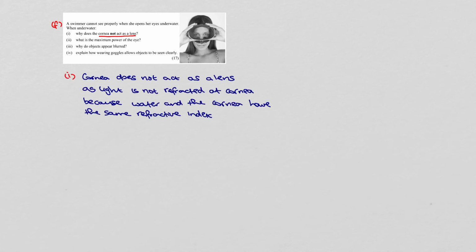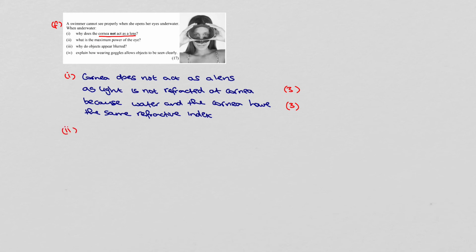Okay, so the last part, F. We have a swimmer who cannot see properly when she opens her eyes underwater. So why does the cornea not act as a lens? As we saw in our diagram, the reason it's not acting as a lens is because the light is not going to be refracted at the cornea, because they have the same refractive index. So you were getting 3 marks for saying light is not refracted, and then the reason why, because water and the cornea have the same refractive index.